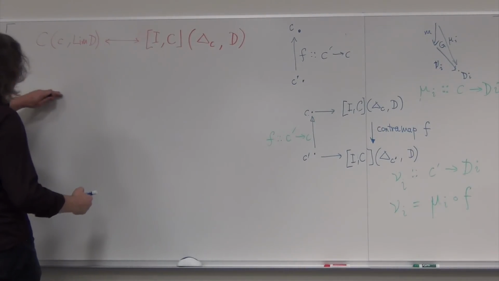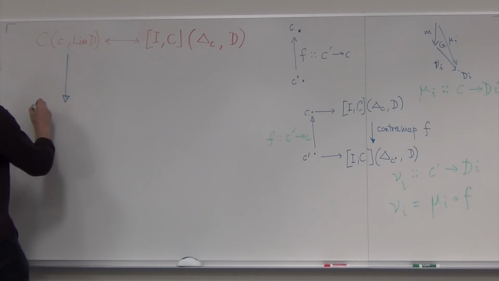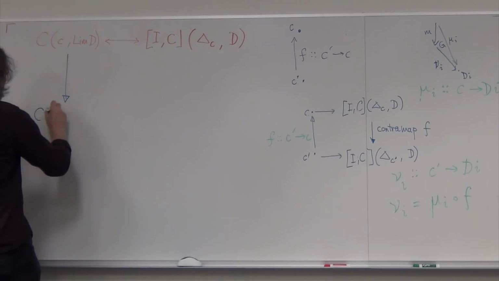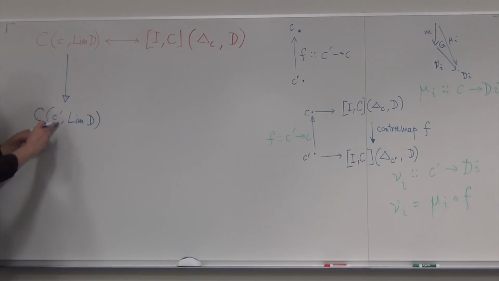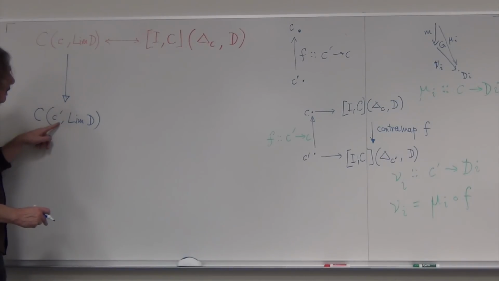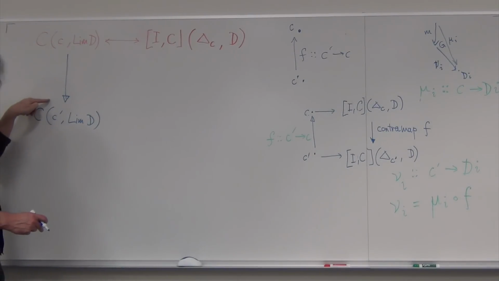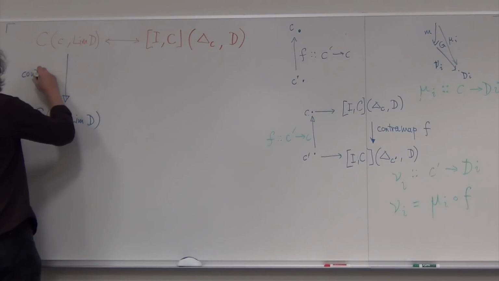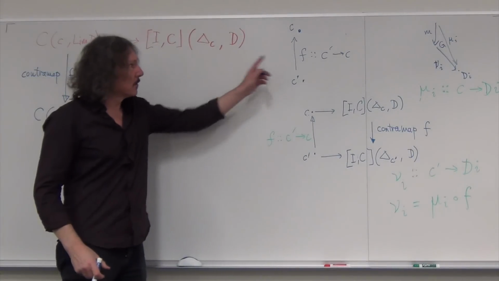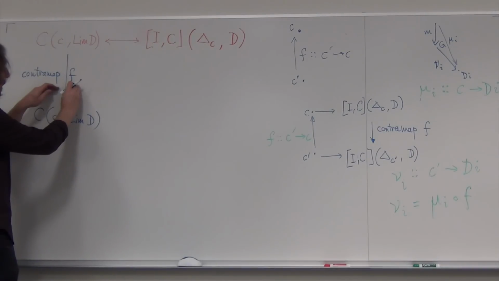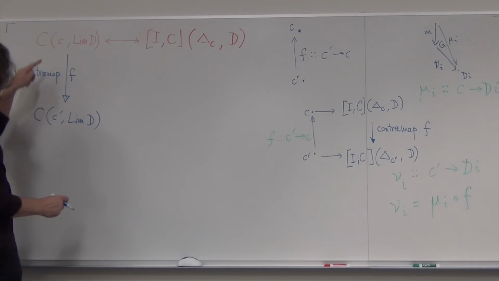Now, we can go vertically here and we can say there is a mapping of this Hom set to C prime lim D. So now we have a different object, C prime, right? This mapping here is just contramap, right? This is just contramap acting on F, right? So we have this morphism F, contramap F for this functor, okay? Maps this thing to this thing.